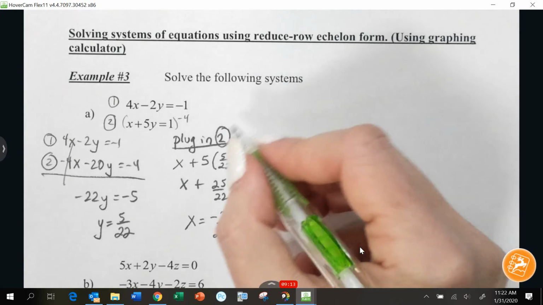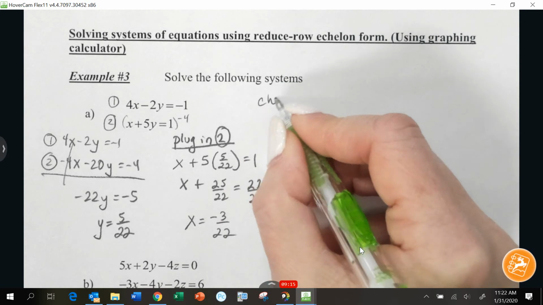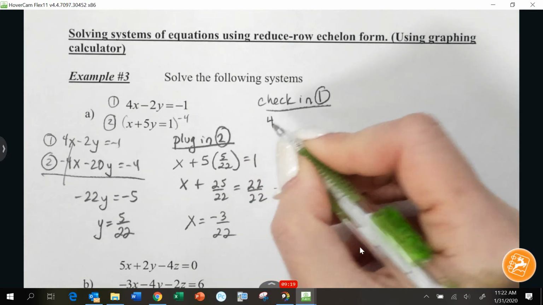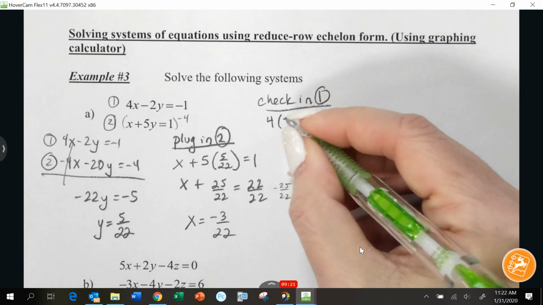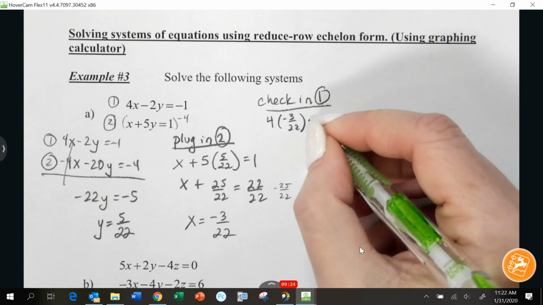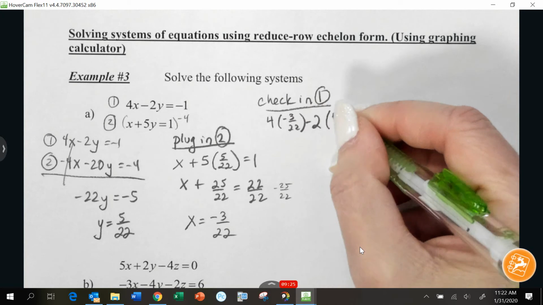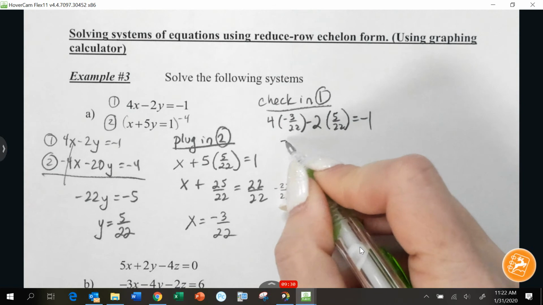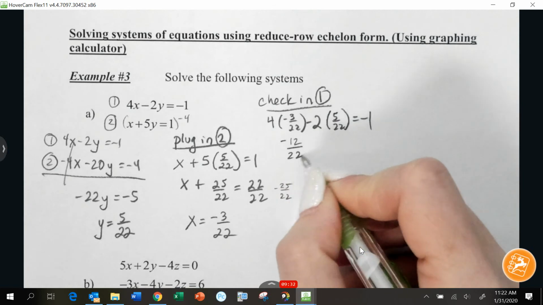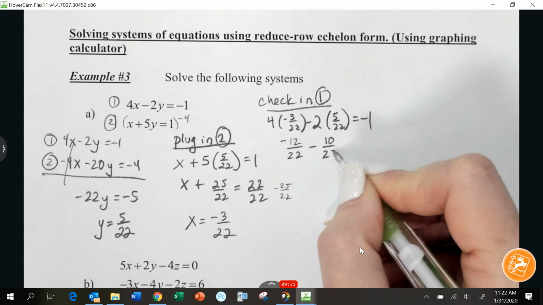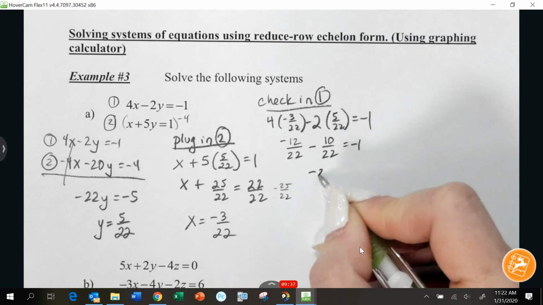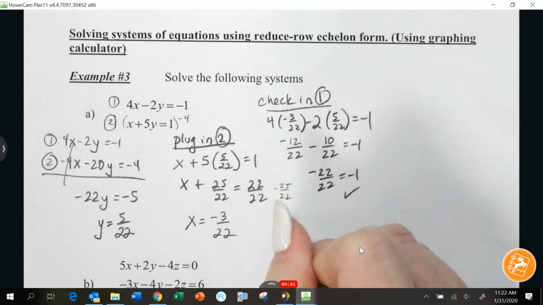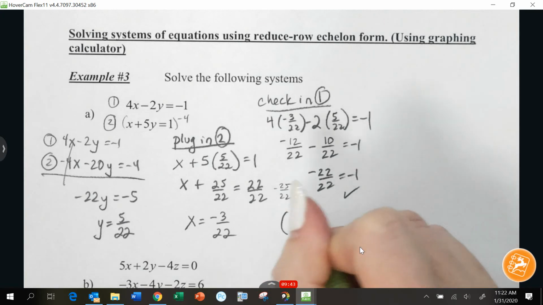Let me check it. So if I plugged in the first equation, where do I check it? So 4 times -3 over 22 minus 2 times 5 over 22 has to equal -1. That'd be -12/22 minus 10/22 is -22/22, which does equal -1. That checks. And finally, we write our answer as an ordered pair.